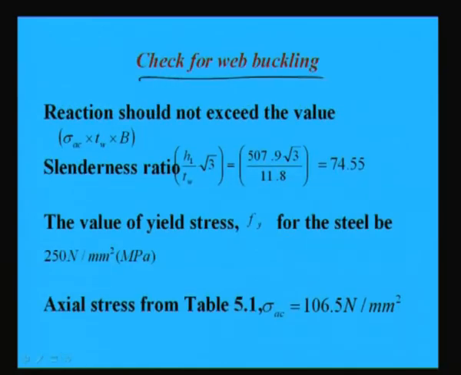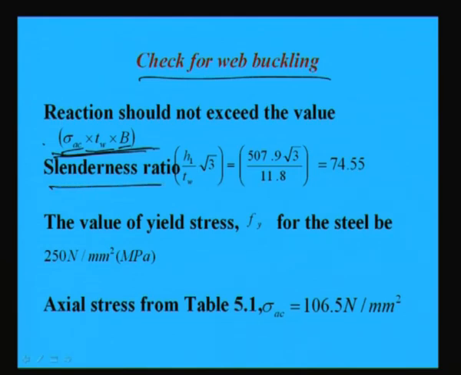Now, we will go for the check of web buckling. The reaction should not exceed the value sigma AC into TW into B, so we have to calculate the limiting reaction, sigma AC into TW into B. TW is given and B is given, B can be found out. To find out sigma AC, we have to know the slenderness ratio.